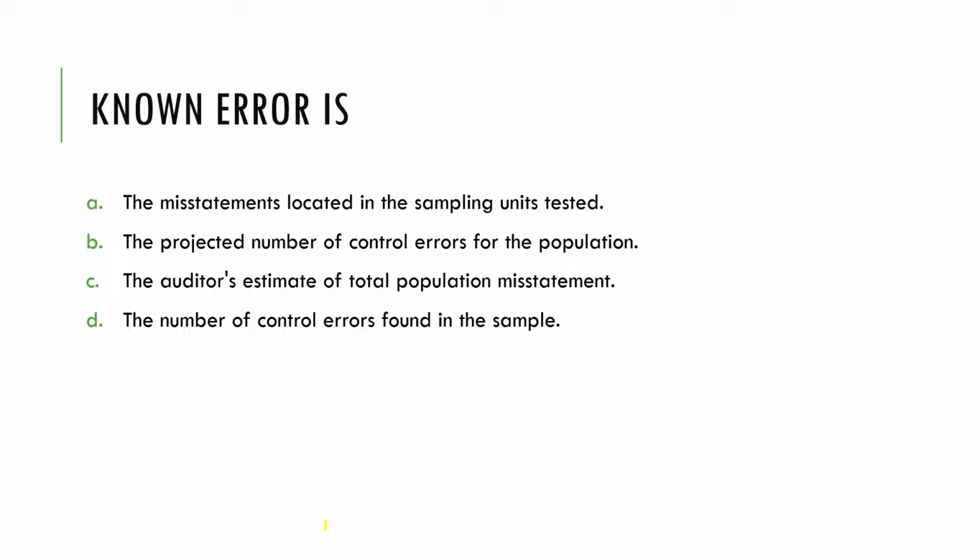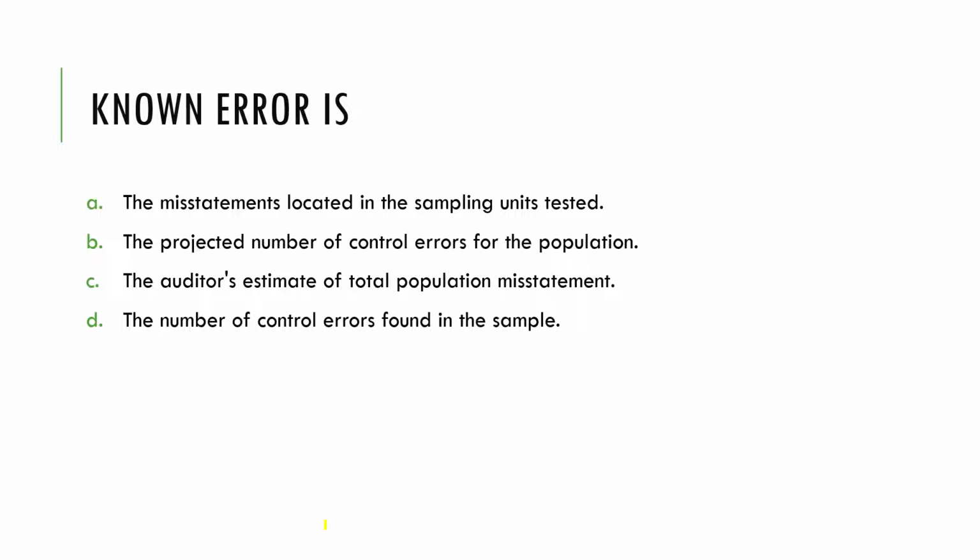If it's known or factual, then it cannot be bravo, the projected number, because projection is not the actual or the known. If you recall our previous discussion, we use the sample results as a base point to estimate the total population error or deviation. It cannot be Charlie as well because it talks about an estimate. It can't be projected or estimated because we're talking about known. So we're left with alpha, misstatements located in the sampling units tested, or delta, the number of control errors found in the sample. And we are a bit torn because both actually represent an actual factual case that the auditor has seen.